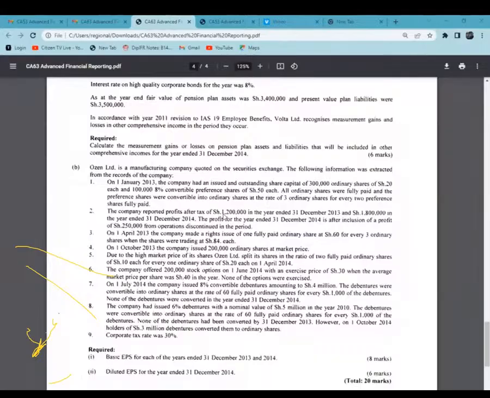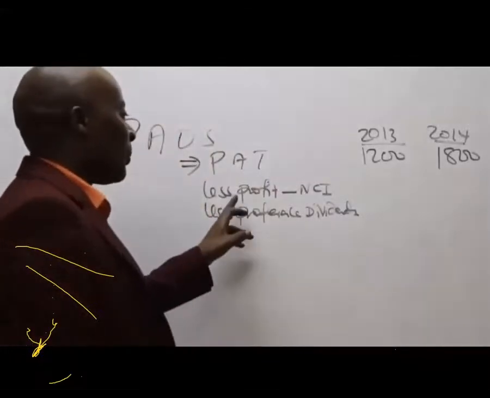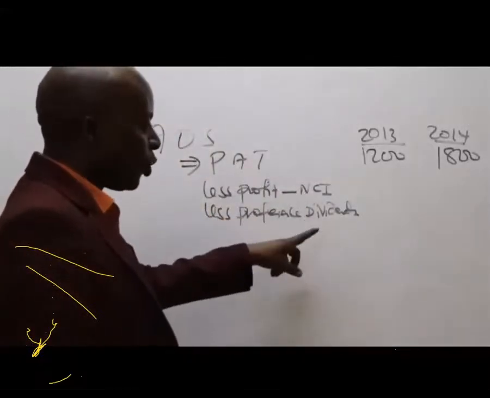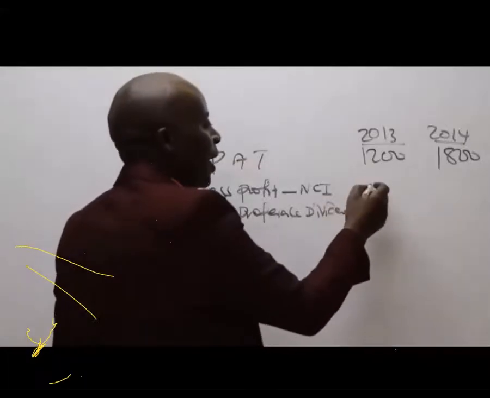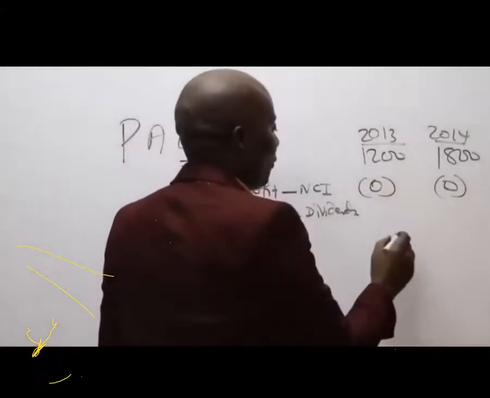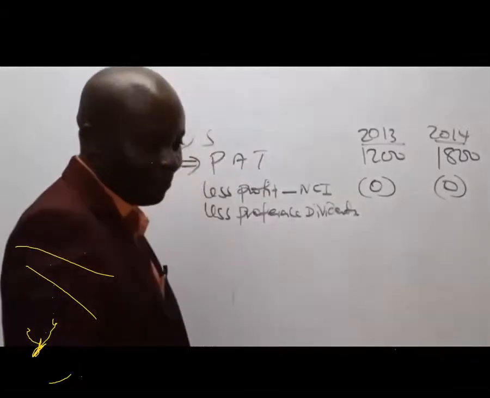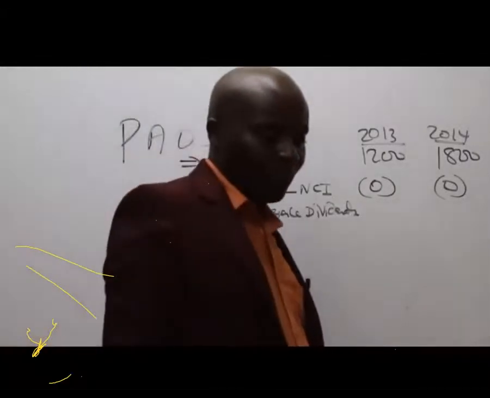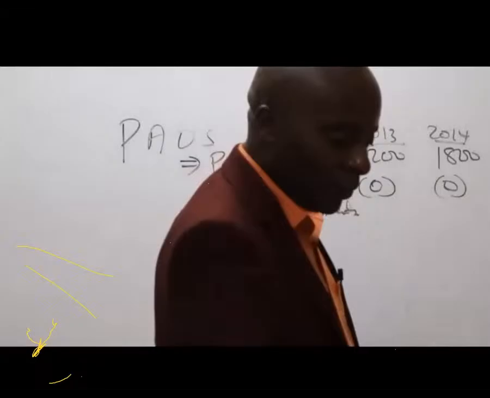Do we have any profit which is attributable to NCI? No. The profit that we have here is the one attributable to discontinued operations. We don't subtract that. When we are getting basic EPS, we don't subtract profit attributable to discontinued operations. So this one here is 0, no NCI profit, but preference dividends, we have them.